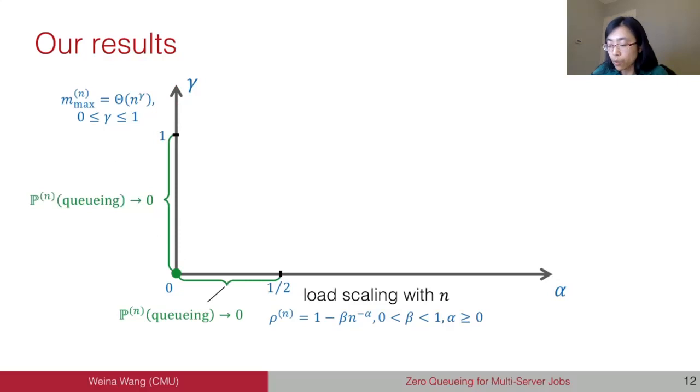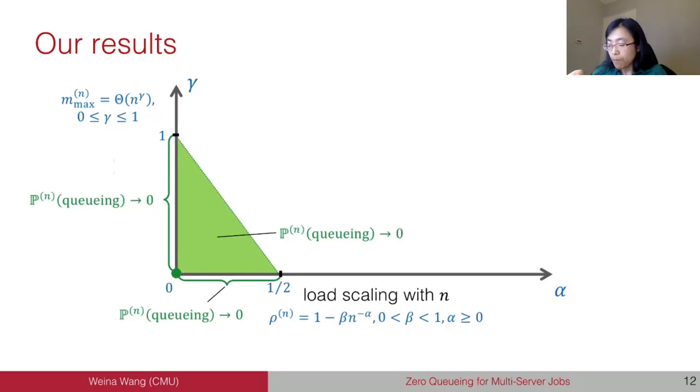And we can show that when gamma is strictly smaller than 1, again, the queuing probability goes to 0. So now let's move on to this plane where we have a truly joint scaling between the load and the server needs. And we identify that the region below this line here gives 0 queuing, achieves 0 queuing.